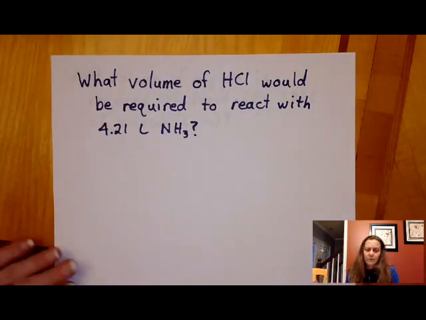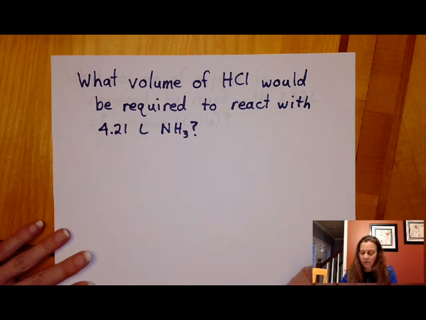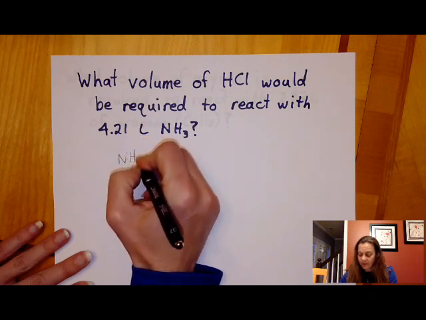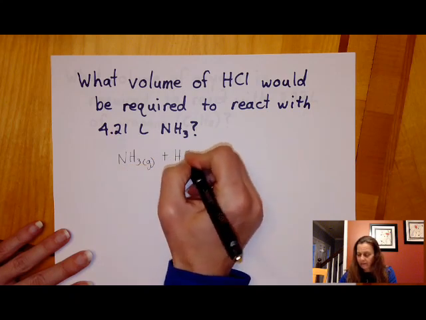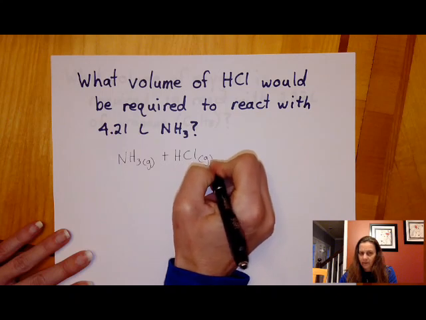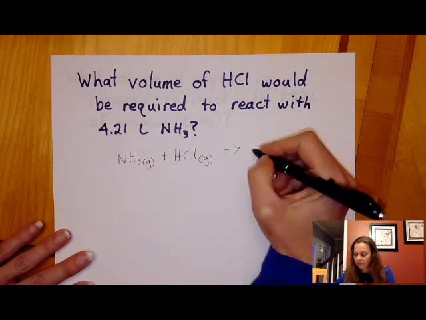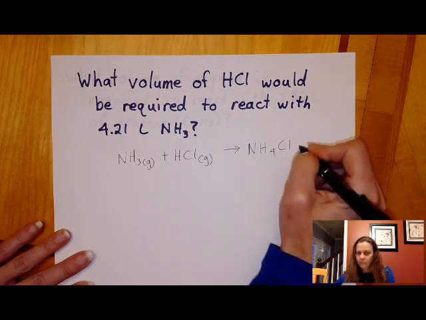So this question says, what volume of hydrogen chloride gas would be required to react with 4.21 liters of ammonia? Since this is a stoichiometry problem, we're going to start where we always do, and we're going to balance our chemical equation. So we have our ammonia gas, and it's going to react with hydrogen chloride gas. And this is a synthesis reaction, so this is actually going to give us ammonium chloride, which is actually going to be a solid.